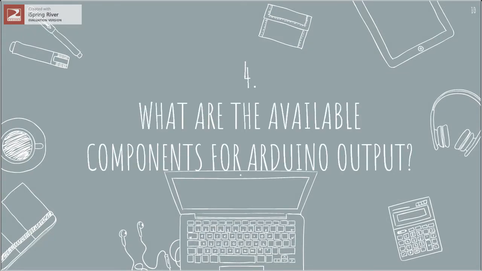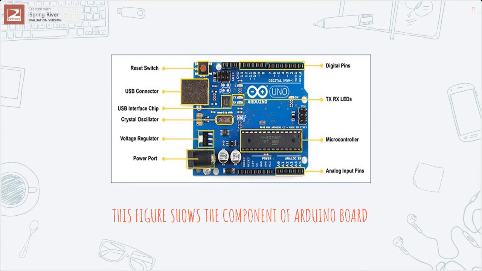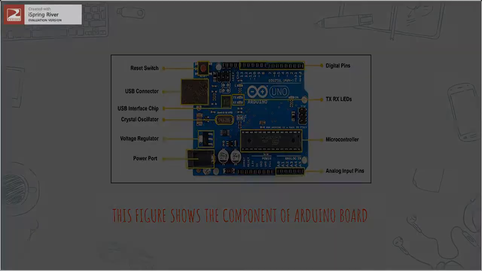Question 4. What are the available components for Arduino output? This figure shows the components of Arduino, such as reset switch, USB connector, USB interface chip, crystal oscillator, voltage regulator, power port, digital pin, TX-RX LED, microcontroller, and analog input pin.